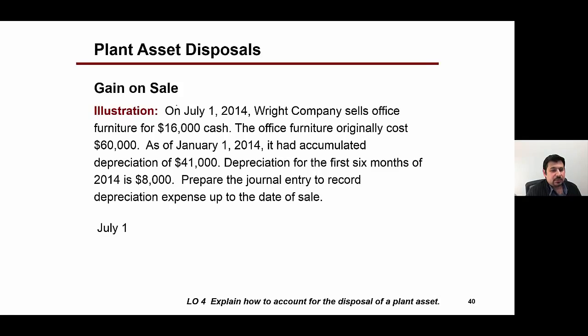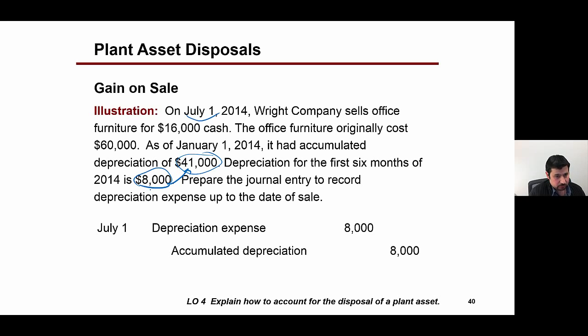Remember, the first thing to do is to recognize the depreciation expense up to the date of sale, and here the company sold the furniture on July 1st. As a result, they have to depreciate it for 6 months, and here we were given the amount to be 8,000. This 8,000 will have to be added to the balance that was in the previous year. So on July 1st, the company will debit depreciation expense 8,000 and will credit accumulated depreciation 8,000.